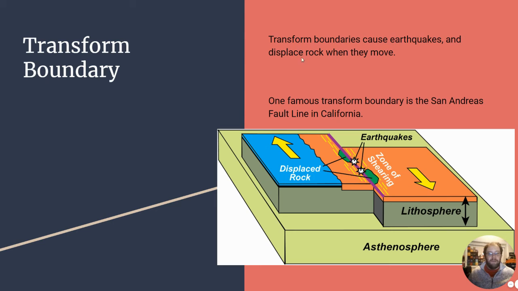Like I said, transform boundaries cause earthquakes, and they displace rocks when they move. And one of the most famous transform boundaries is the San Andreas Fault Line in California, and that area has a lot of earthquakes because these two rocks are moving like this, and as you can imagine, that's going to cause a lot of shaking and tremoring as they move.